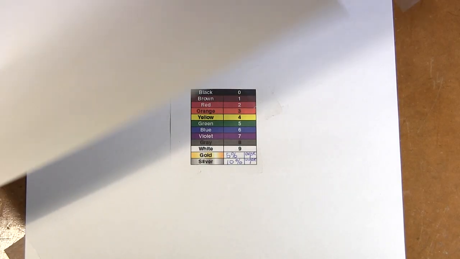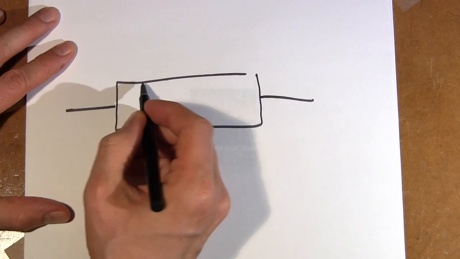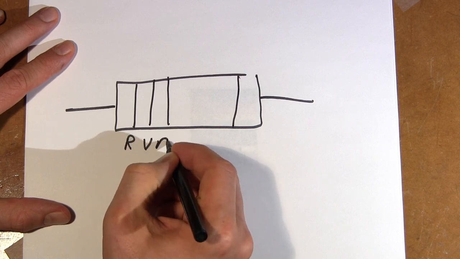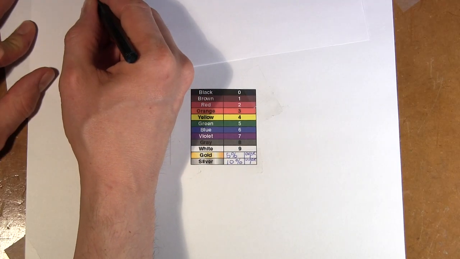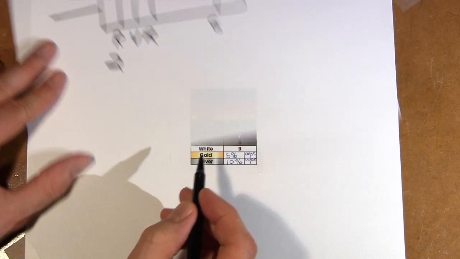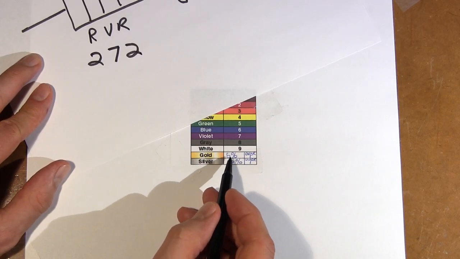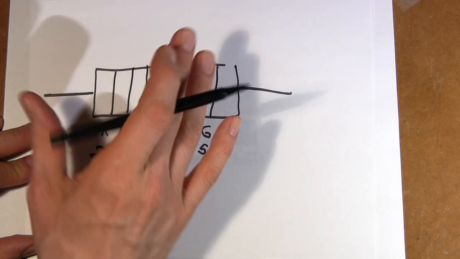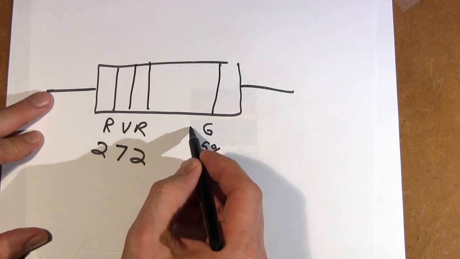I'll just grab a piece of paper here and a pen. So that resistor that we just looked at was red, violet, red, and gold. If we look at the color codes for this, we see red is 2, so write 2 here. Violet is 7. Red we know is 2. And gold is 5%. That just means that when you work out the value of this resistor, if you were to measure it, it should be within 5% of what this works out to be. That's all that this is.